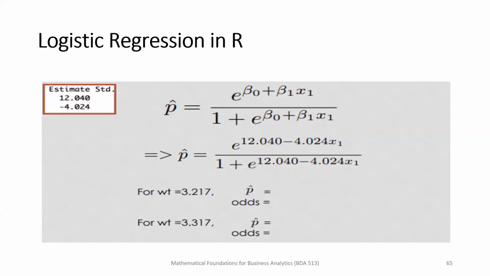Yes, anyone? The first one, 3.217. The probability. Okay. So yeah, 3.21 there. Also, what is the probability? 0.2879. 0.2879. Okay.